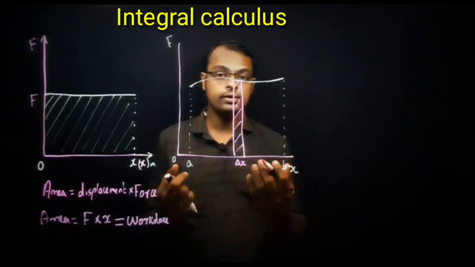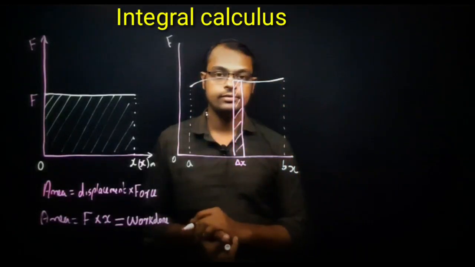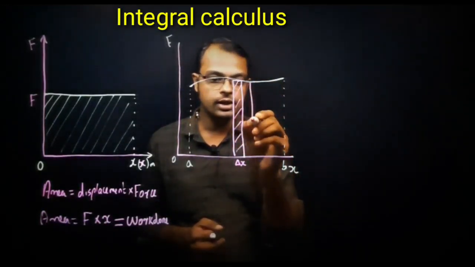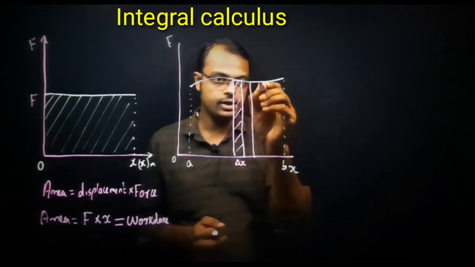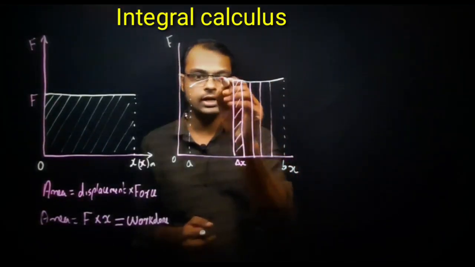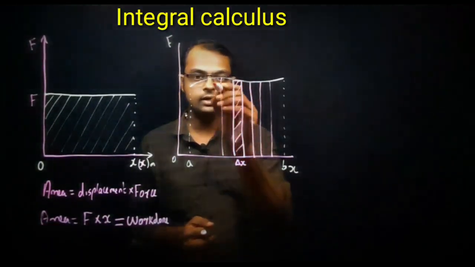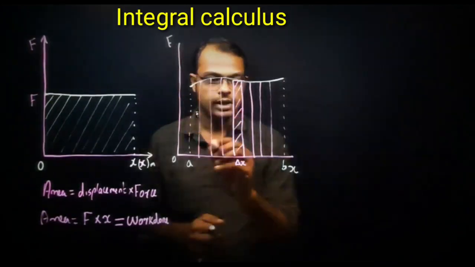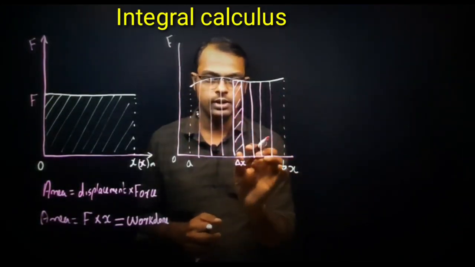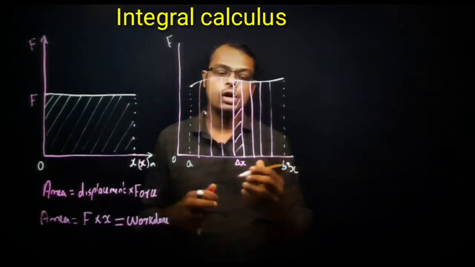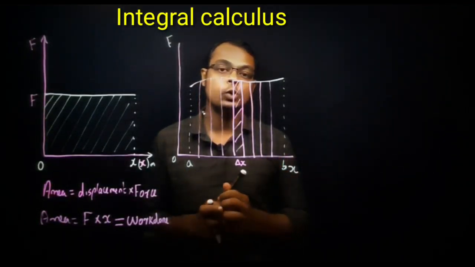But we require the entire area. So what we are doing here, we are making the entire graph or the entire area into small strips, same as delta x. Displacement is same, delta x only, but the force now you can see it is varying. I have drawn here few areas only. Just imagine delta x are there, many are there. Now how to calculate the total area?